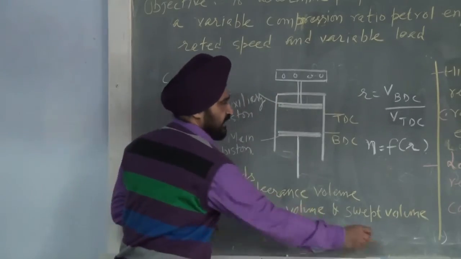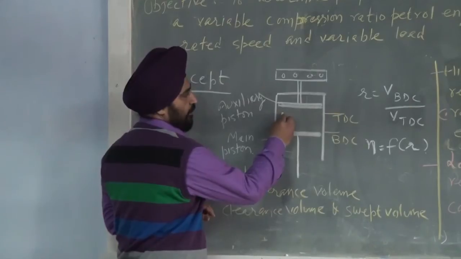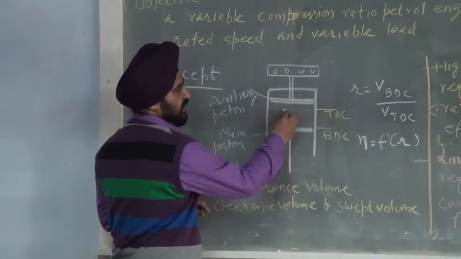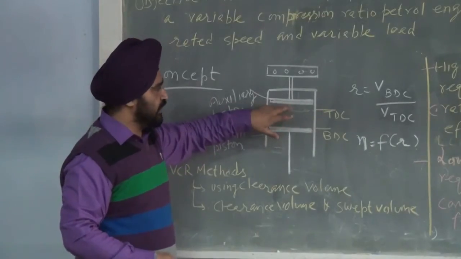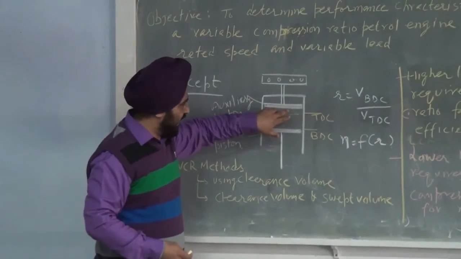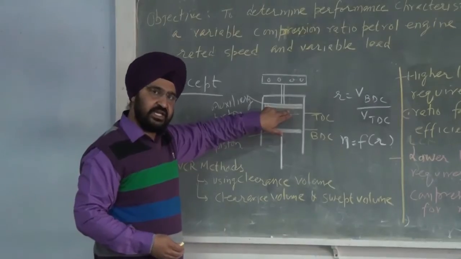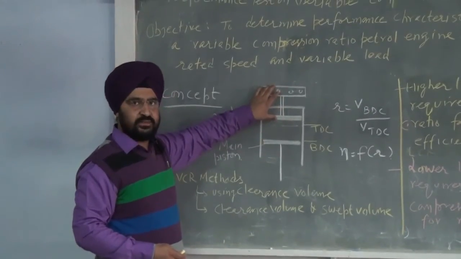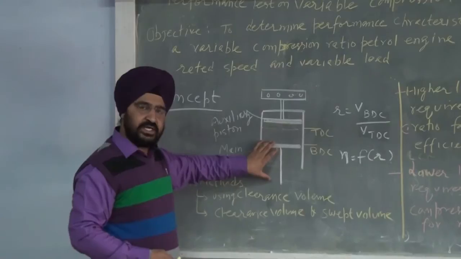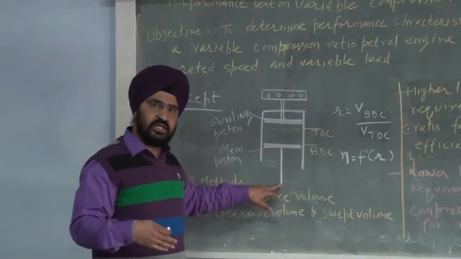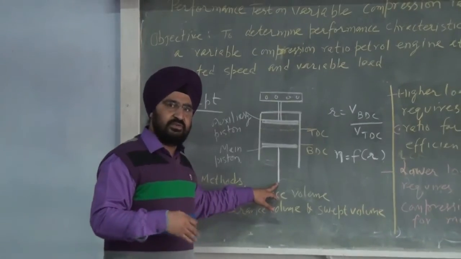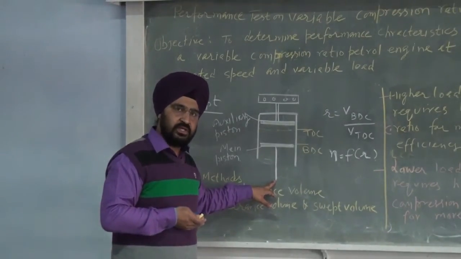So what is this clearance space? It is the space between the top dead center and the auxiliary piston, up to the cylinder head at the top. That clearance space varies with the auxiliary piston. The main piston does its own work. It is connected to a crankshaft that is connected to a motor generator, so that it is able to load the engine for performance testing.